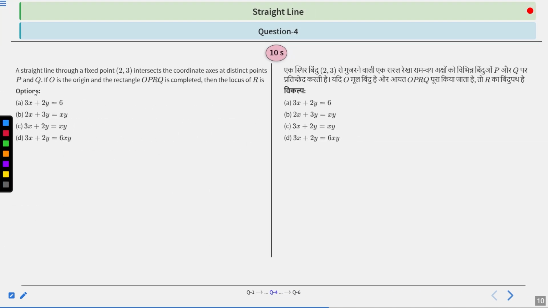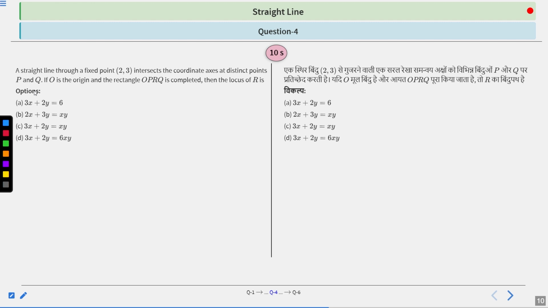Question number 4 says, a straight line through a fixed point (2, 3) intersects the coordinate axes at distinct points P and Q. If O is the origin and the rectangle OPRQ is completed, then the locus of R is. We have to basically find the locus. So how can we approach this question?